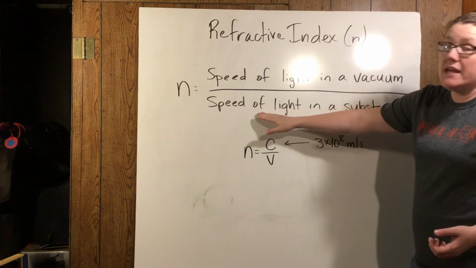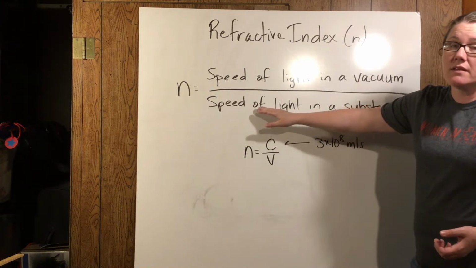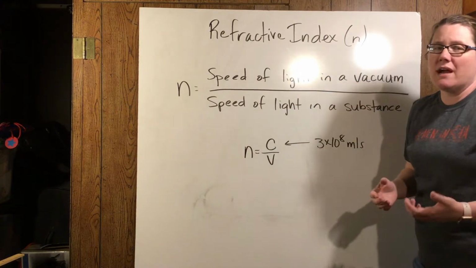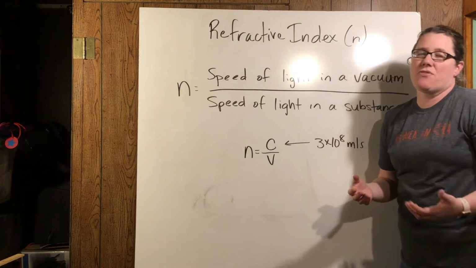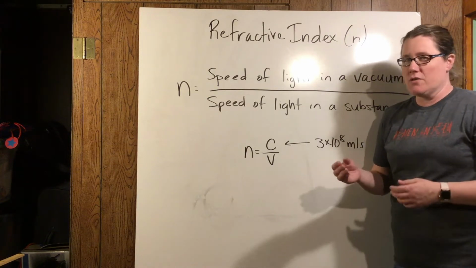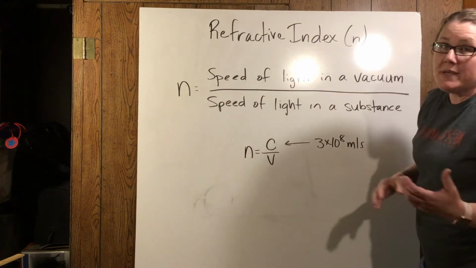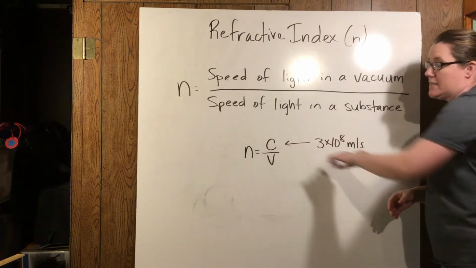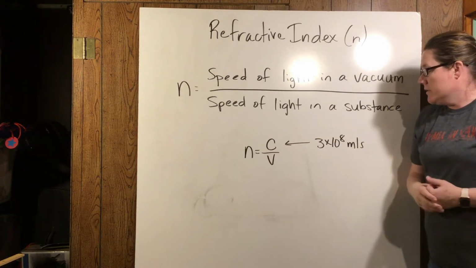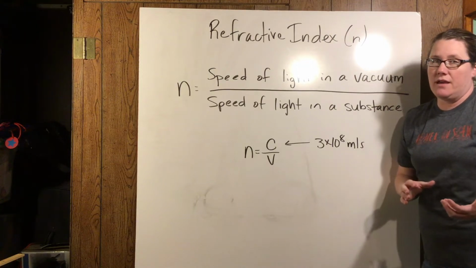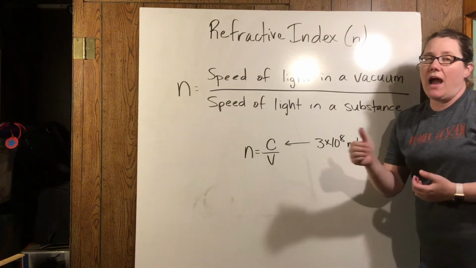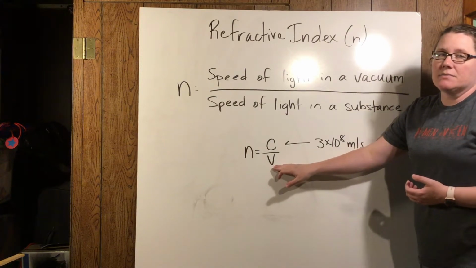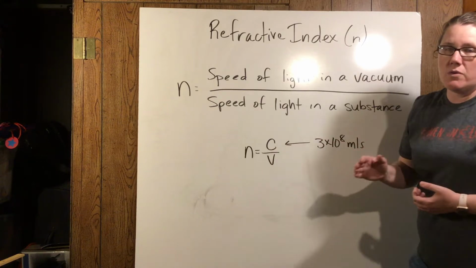The slower that the light goes in the substance, the more times it would fit into that, and the bigger your n value. Most n values that we'll encounter are between 1 and maybe 3 or 4. If you're getting up toward 4, it's slowing down quite a bit. So the way that we see this written is n equals c over v, and we have to keep in mind that c is going to be the speed of light. It's a constant, and we will use 3 times 10 to the 8th meters per second for that. So the higher the n value that you have, it means that the speed of light in that substance is getting slower and slower.